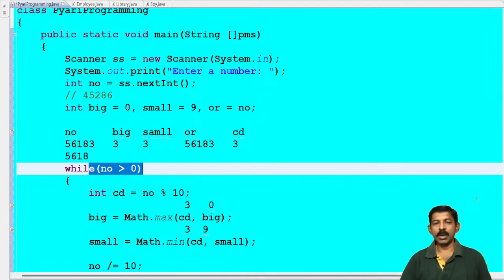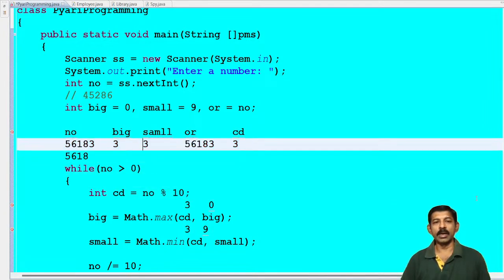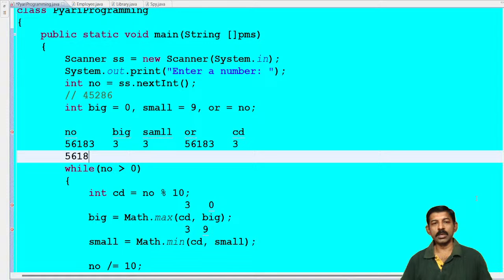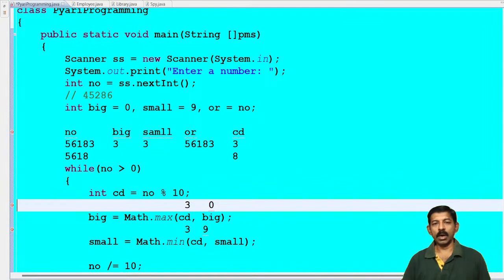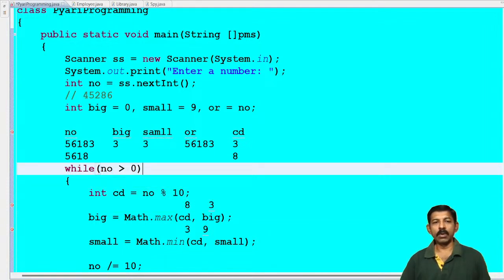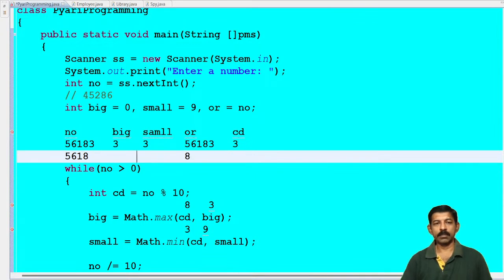After that, number is greater than 0, true. What is my current digit now? Now current digit will be your 8. Current digit is 8. Now I will come over here. Current digit is 8. Now biggest digit is 3. Out of these two, 8 is the biggest one. So big will contain now 8.